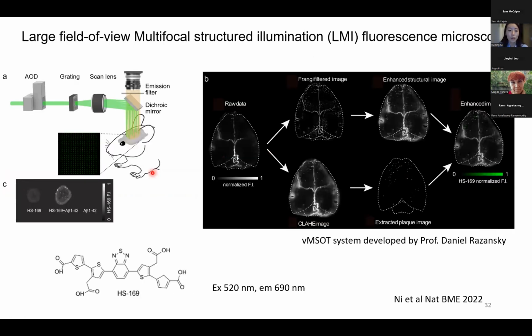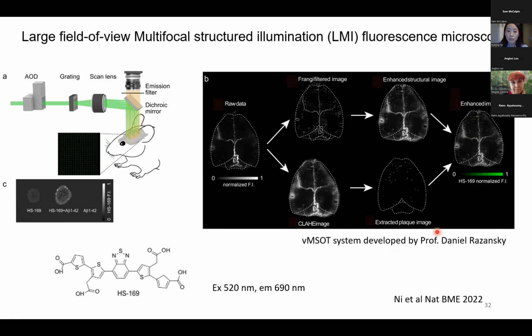Basically, we use the compound LCO HS-169, and it provides increased fluorescence upon binding to A-beta 42. By using this method, we can reduce the background using a certain filter method. Afterwards, we can see the green dots in the mouse brain indicating the accumulation of A-beta. The system was developed in Professor Daniel Razansky's group, and this provides a resolution of around 8 micron.